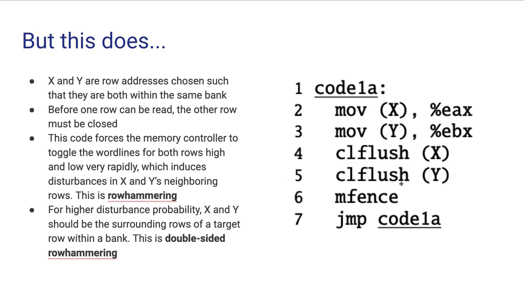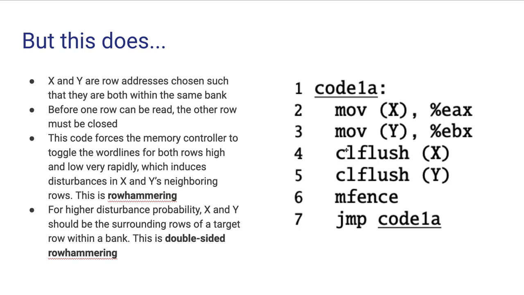This code, however, does. What it does is it reads from X and Y, which are chosen to be 2 addresses from memory rows that happen to be in the same bank. And because you cannot read multiple rows within a bank simultaneously, one row must be open and closed before the next one is opened and read. So this forces the memory controller to have to raise the word line for each address row over and over again, which has a higher chance of inducing a bit flip in the neighbors of X and Y, in the neighboring rows of X and Y.